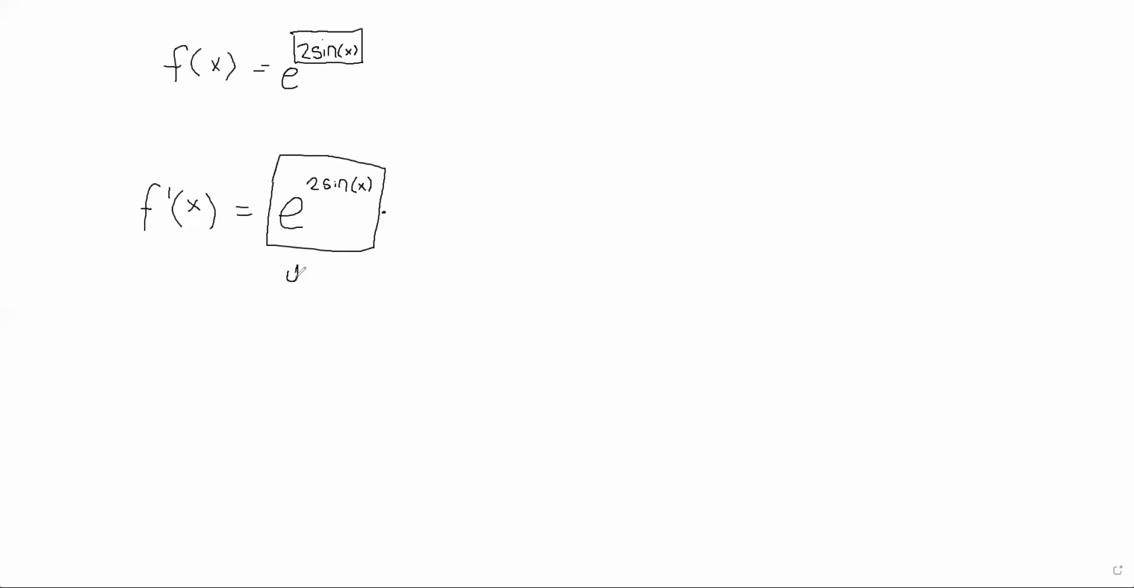Okay. And then using our conventional notation, this would be u prime of v. Now all we need to do is multiply by v prime, which is the derivative of the inner function. So what do we get when we take the derivative of 2 sine x? It'd be 2 cosine x. Perfect. Very nice.